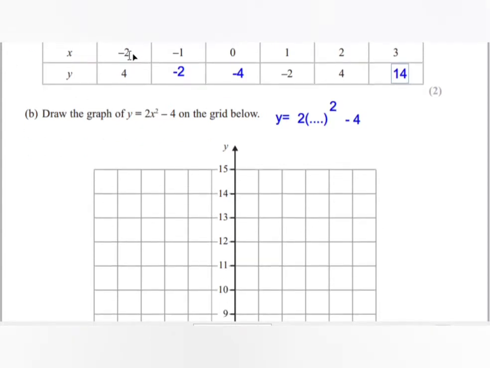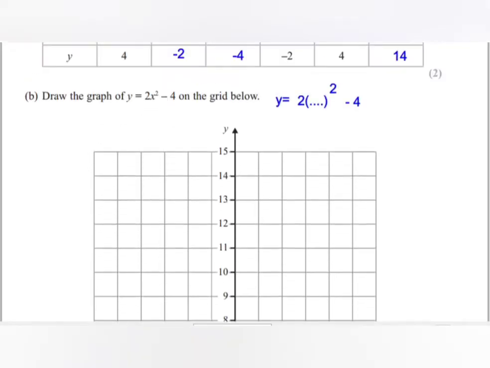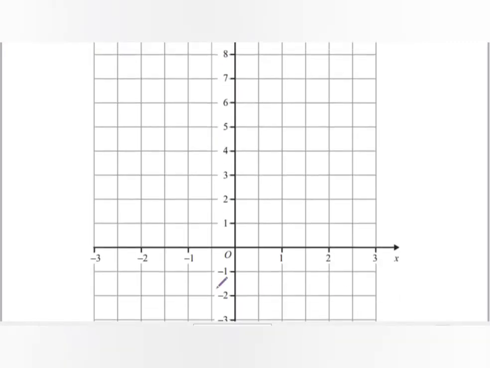This one is negative 2 and 4. We're going to find negative 2 and 4 and put a point instead of it, okay? Now, let's take a look at the graph. So, negative 2, 4. So negative 2 on the x, which is this one. This is the x-axis, remember guys. And this is the y-axis.